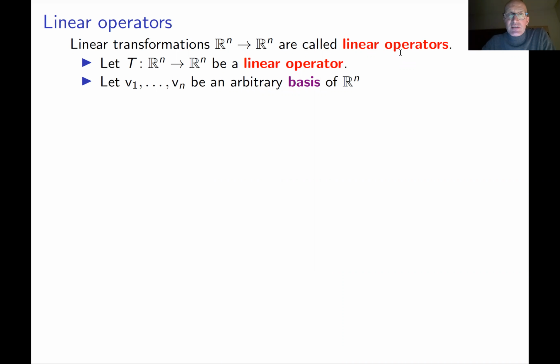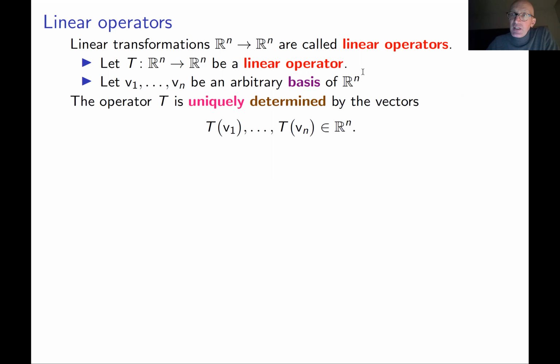Okay, let's consider a linear operator T that takes vectors in Rn and maps them to Rn. And let's fix some basis V1, ..., Vn of our n-dimensional space. In the first part of this lecture, we proved that a linear operator T is uniquely determined by the vectors T of V1, T of V2, up to T of Vn.